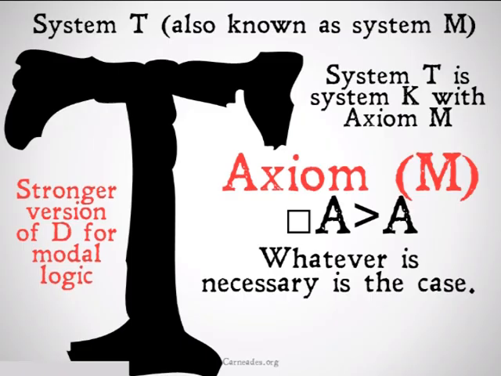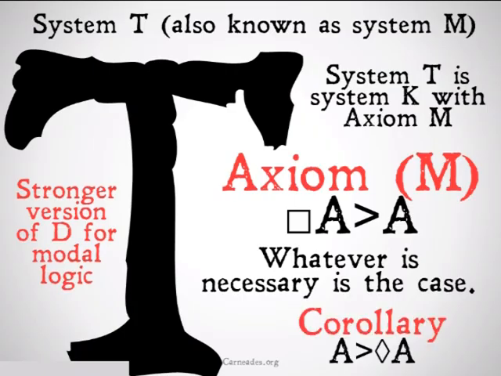It's important to note that contained within this axiom is D. We don't need D anymore. That's why we can just directly add M to K, because D is actually going to be contained within M. Why? Because there's a corollary to M, something that just follows directly from M, which is that A implies that it's possible that A. And it should be pretty clear that we could then conjoin these two with hypothetical syllogism and just get D. As we can derive D from Axiom M and System K, there's no need to have that axiom anymore in System T.